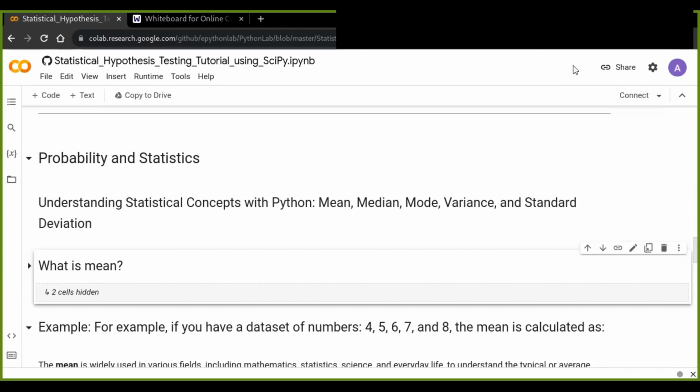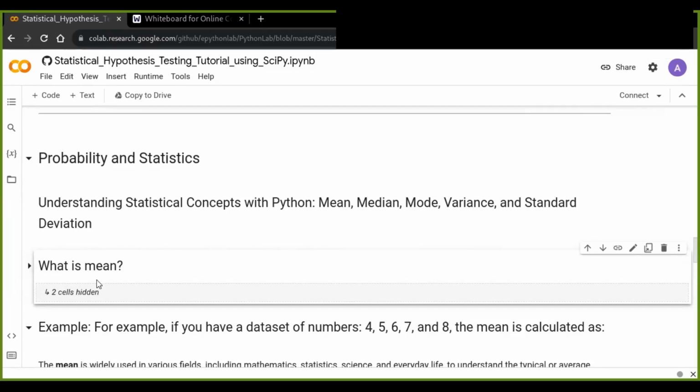Today, you're going to learn about statistical concepts with Python: mean, median, mode, variance, and standard deviation. By the end of this video, you're going to learn how to compare the distributions of data sets using histograms of the mean. So let's get started.